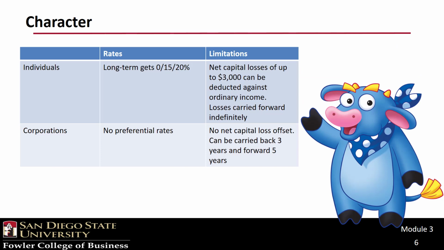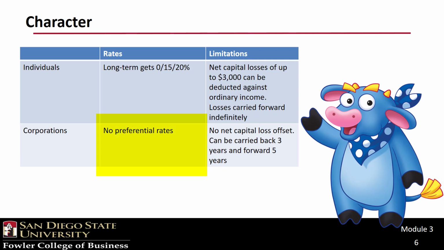Benny the Bull is here to explain to us how capital gains and losses are treated by different entities. Starting with individuals. Long-term capital gains are taxed at a 0, 15, or 20% rate, depending on the taxpayer's level of income. Individuals can deduct a net capital loss of up to $3,000 against their ordinary income. And any net capital loss that is limited can be carried forward indefinitely.